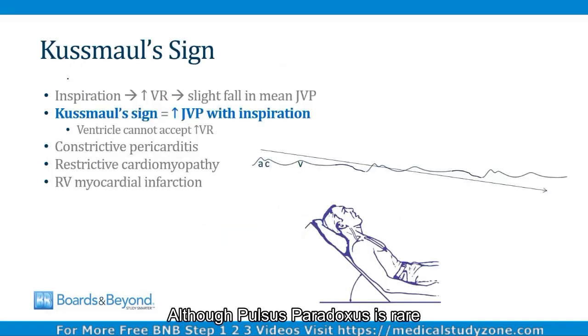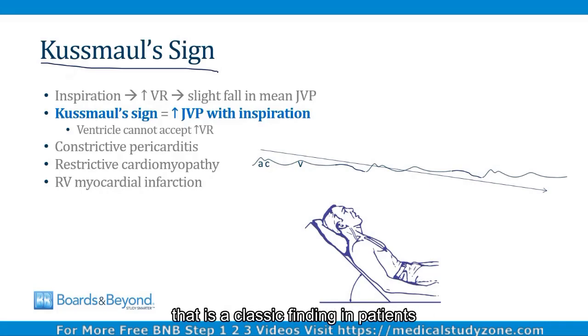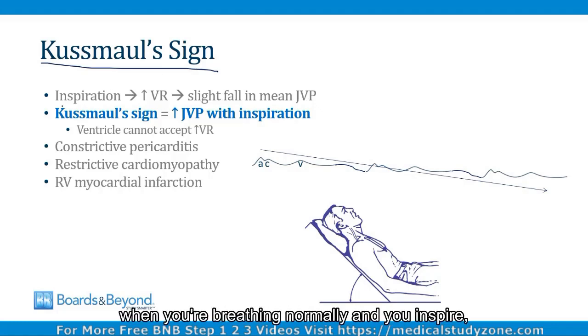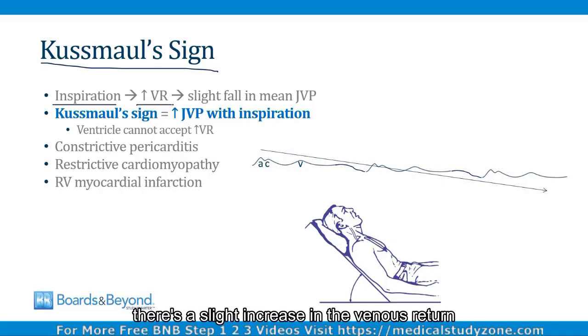Although pulsus paradoxus is rare in constrictive pericarditis, there is another physical exam finding called Kussmaul's sign that is a classic finding in patients who have constrictive pericarditis. To understand Kussmaul's sign, you need to appreciate that when you're breathing normally and you inspire, there's a slight increase in the venous return to the right ventricle. This leads to a slight fall in the mean jugular venous pressure.